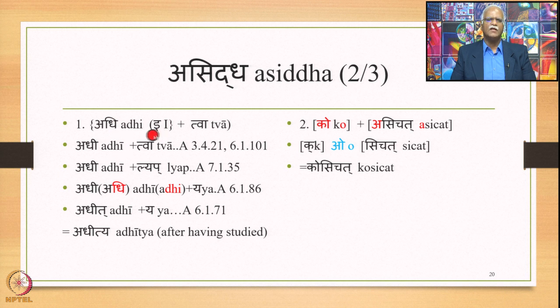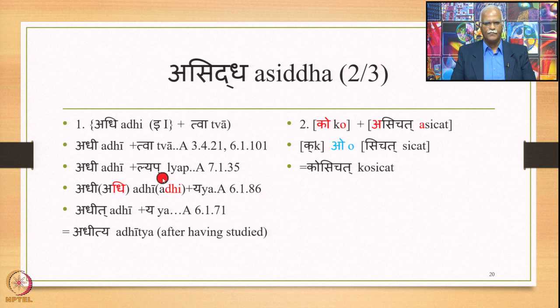So, now we have adhi, e and tva, and in this case we do the sandhi over here, which is akasavarane dirghaha. So, we have adhi plus tva, 61101. Then tva is replaced by lyap by 7135. So, we have adhi plus lyap. Now, this lyap has pa as a marker, la as a marker, and only ya remains as the suffix.